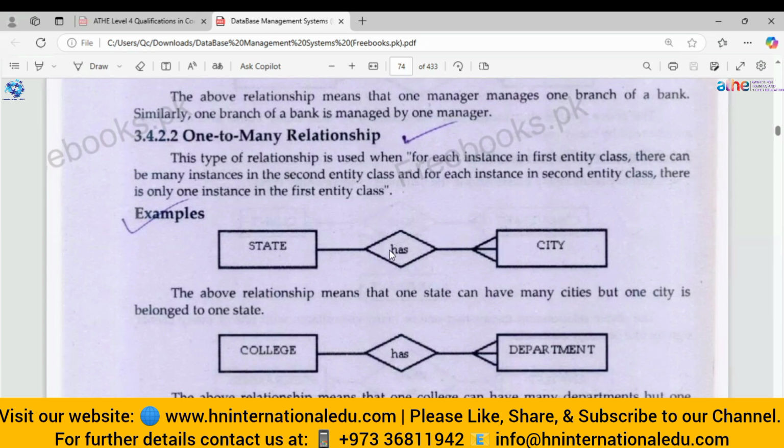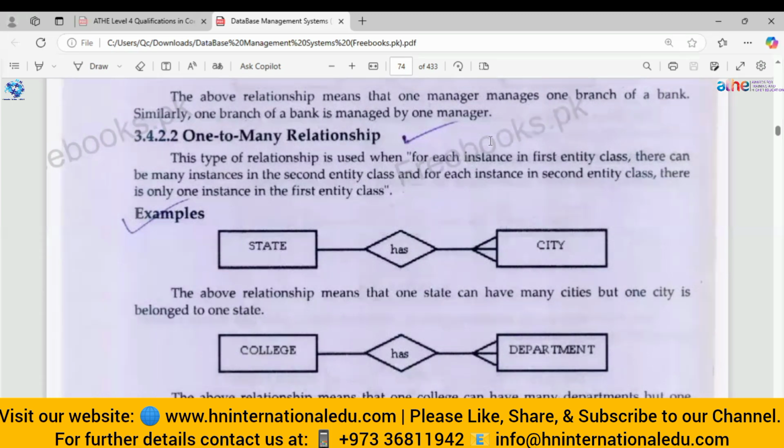This is shown by the relationship, which means a state can have many cities. To represent the many cities, we use this crowfoot symbol. This symbol is known as the crowfoot symbol. That is used to represent how a relationship is related with the other entities.